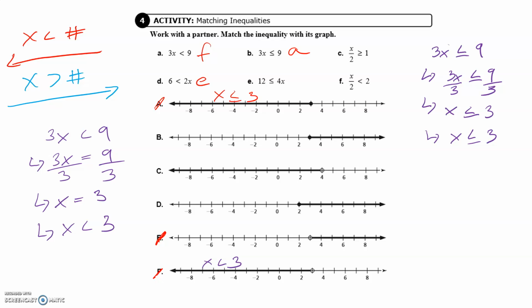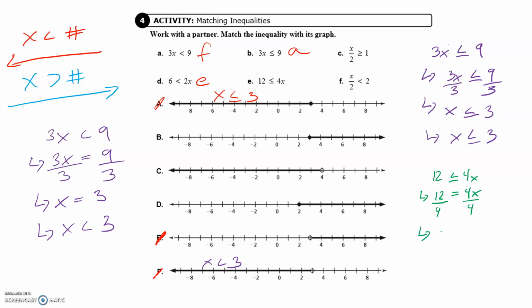All right, so I'm going to skip C because that's a fraction. I already got D. Let's go to E. I'm going to use green. I'm going to go with 12 less than or equal to 4x. I'm going to place that with an equal sign, so 12 equals 4x. Now I'm going to do my inverse operation, so divide both sides by 4.